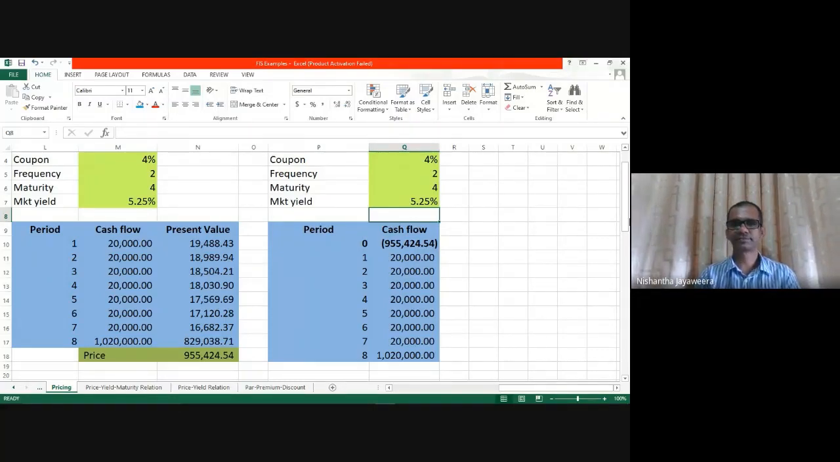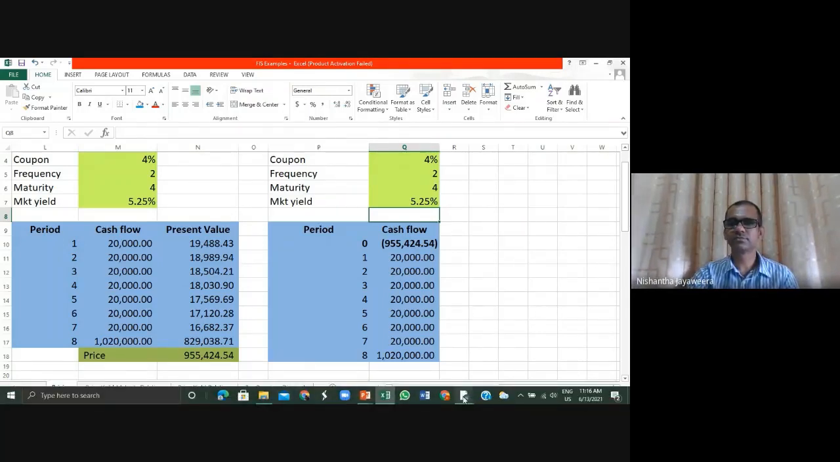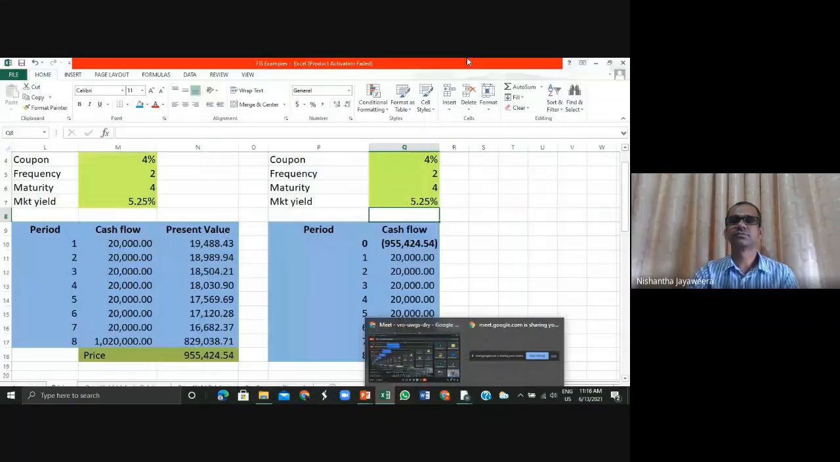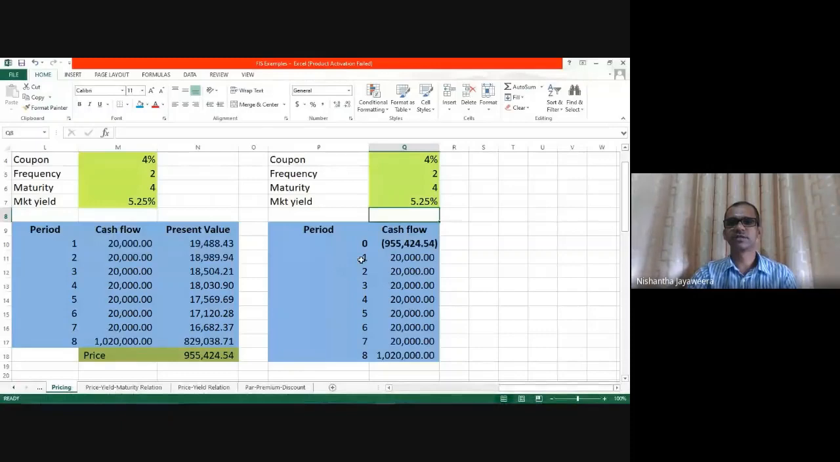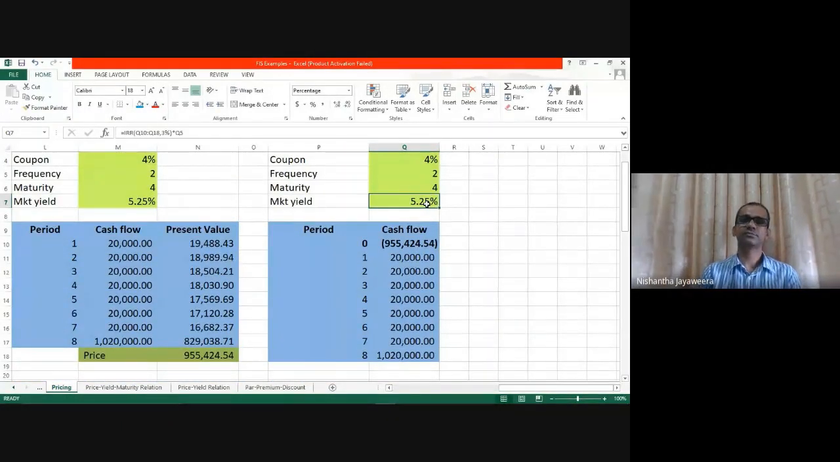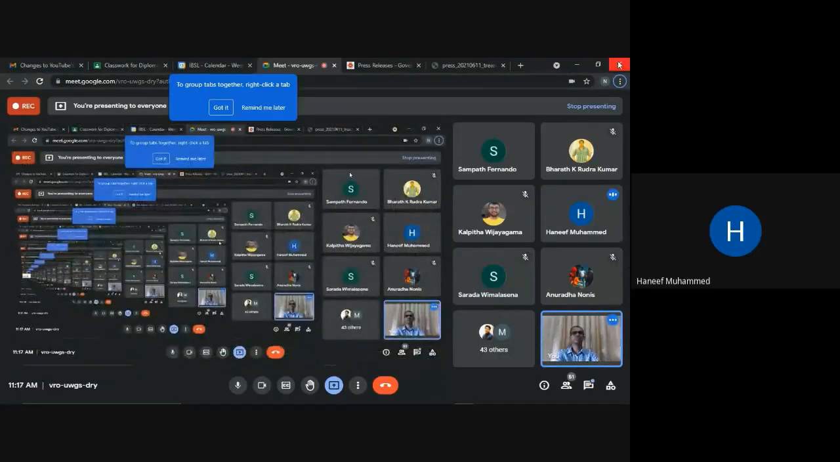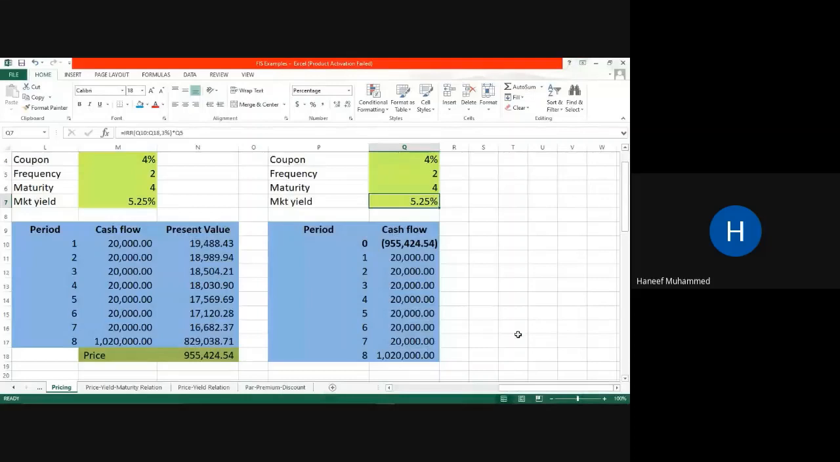Clear? Was it clear how to calculate the market yield? Why was the assumed 3% inserted?